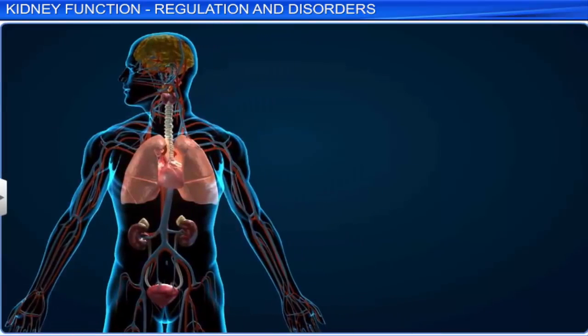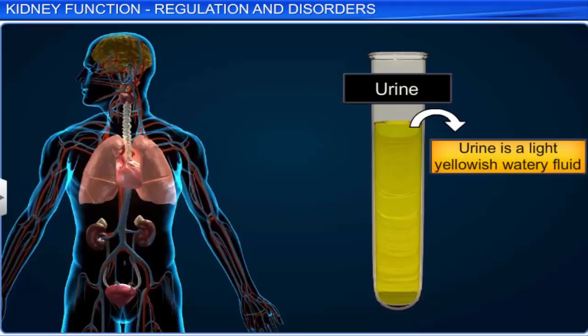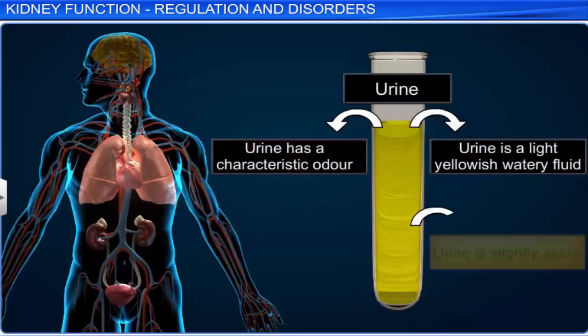On average, an adult human releases about 1 to 1.5 liters of urine every day. The urine released is a watery fluid that is light yellowish in color. Moreover, it has a characteristic odor and is slightly acidic with a pH value of 6.